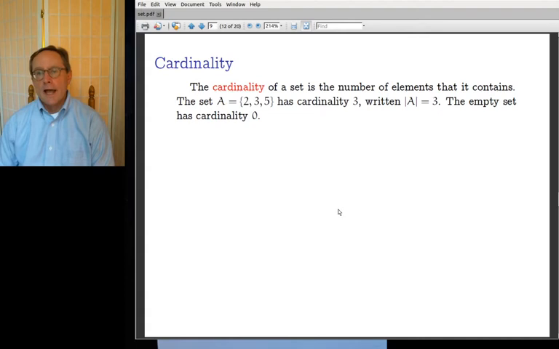Okay, cardinality. Cardinality of a set is the number of elements that it contains. We'll talk more about cardinality, but at the moment we're just going with vocabulary. So the set A equals 2, 3, 5 has cardinality 3. You write that with absolute value bars. In general, we use absolute value bars to indicate the size of something. So the size of the set A is 3. The empty set has cardinality 0. Nothing wrong with that.